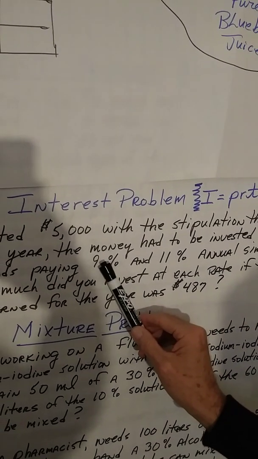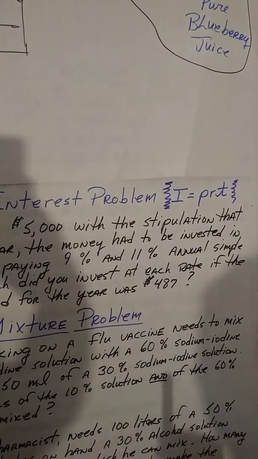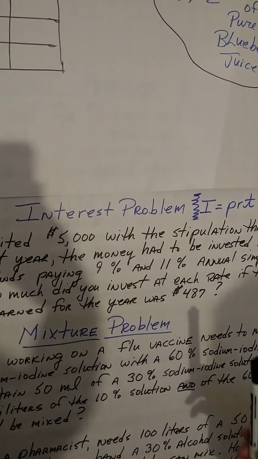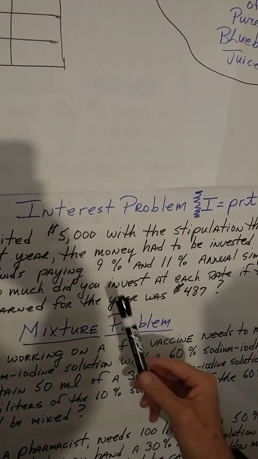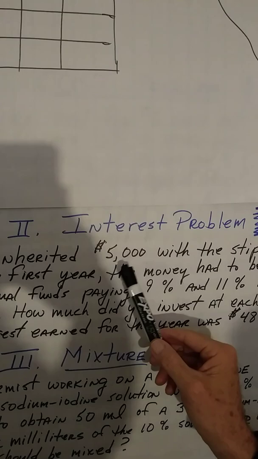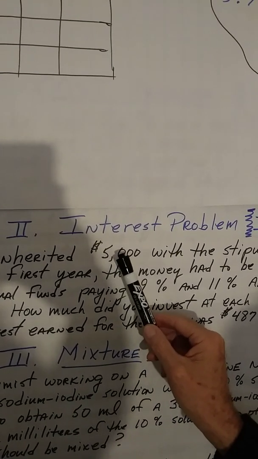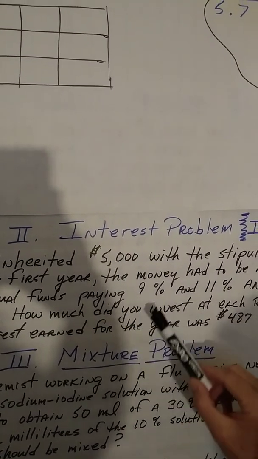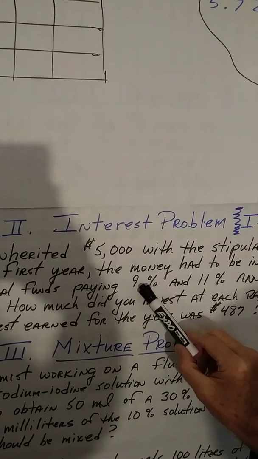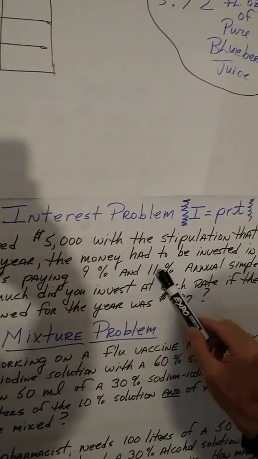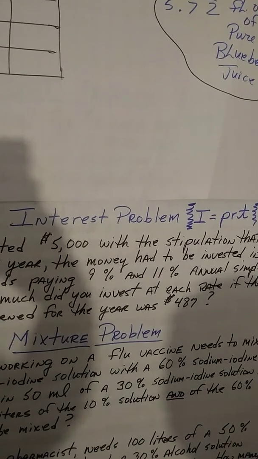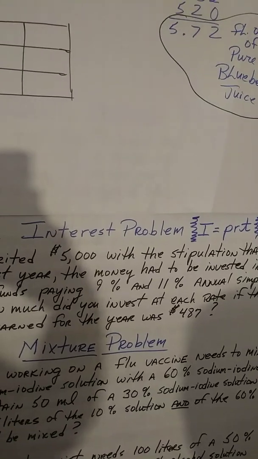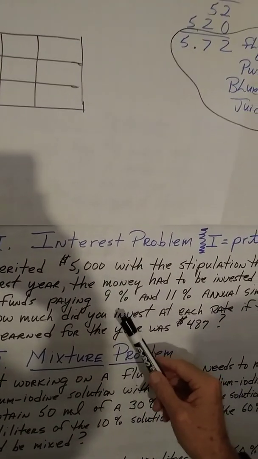Notice, people, the two unknowns: how much did you invest at each rate? How much was invested at 9%? How much was invested at 11%? They gave us no information about either one. The only thing that they told us is that the person inherited a total of $5,000. And the stipulation was some of that $5,000 had to go into a 9% mutual fund, and the remainder had to go into 11%. But we don't know anything about either 9% or 11%. So this is best solved by utilizing a system.